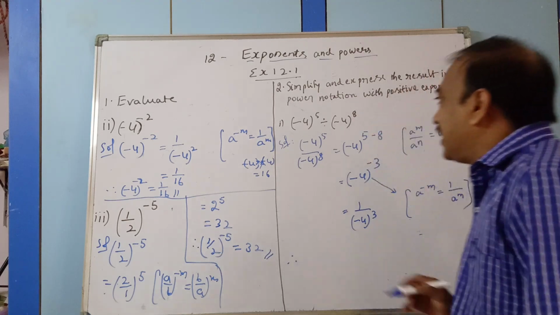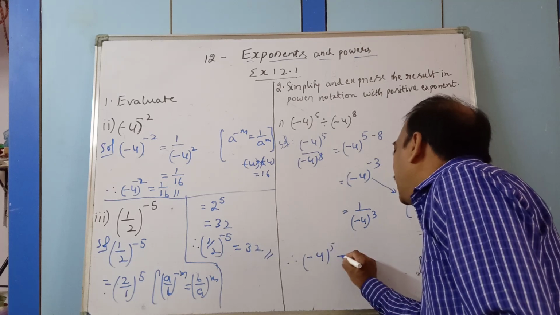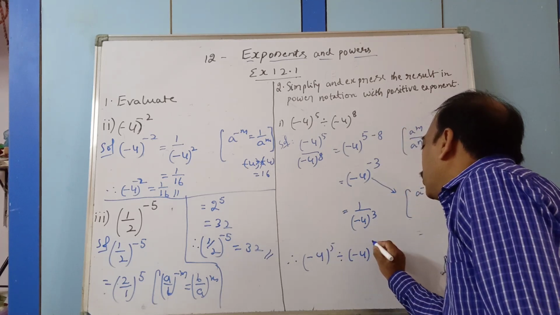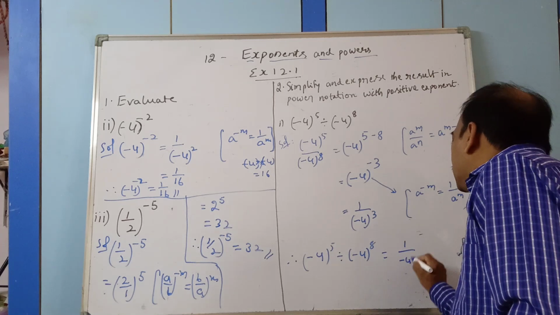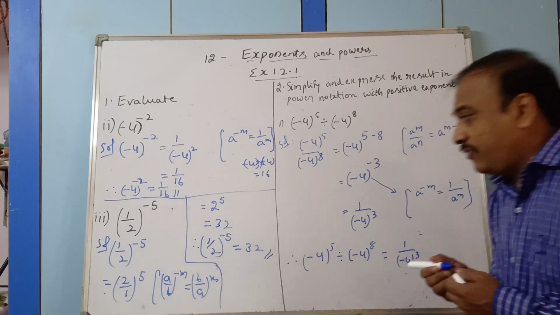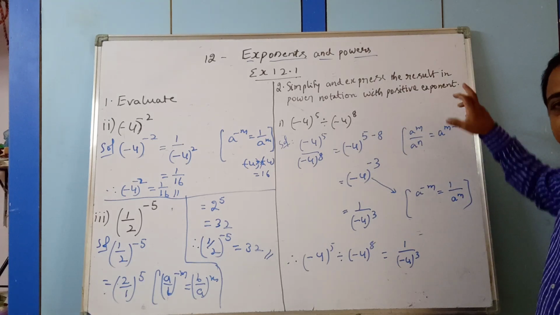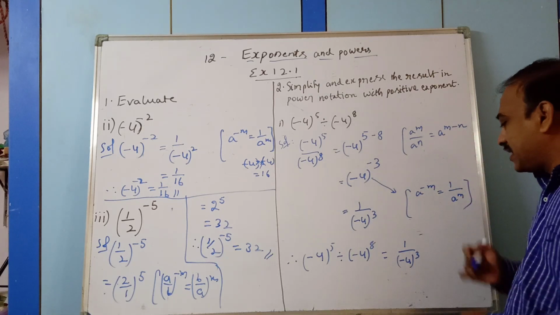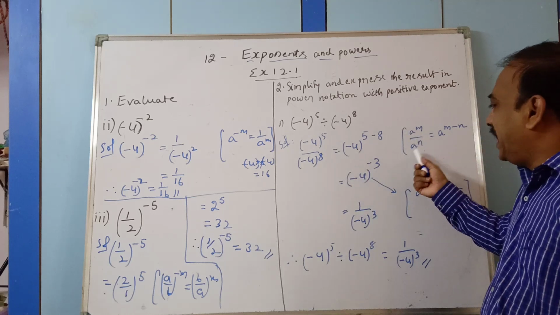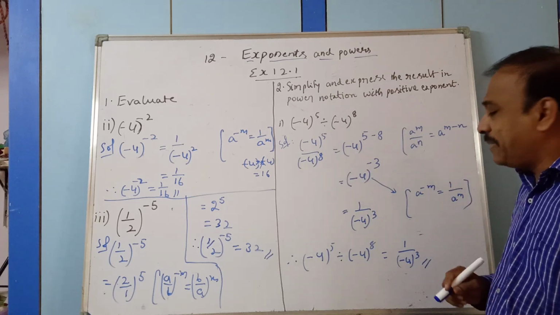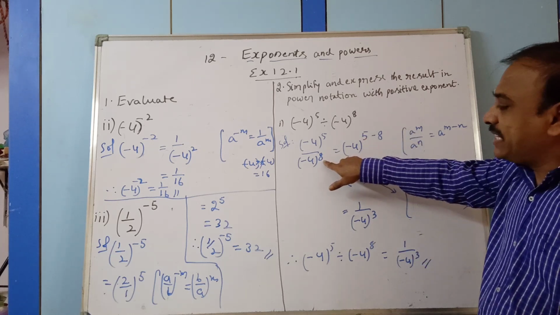Therefore, the final answer is (minus 4) to the power 5 divided by (minus 4) to the power 8 is equal to 1 by (minus 4) whole to the power 3. We are not simplifying this further, as he asked, with a positive exponent only we have to keep the answer. This is the final answer. What we are doing: first step we use a to the power m by a to the power n, which is a to the power m minus n. Here 5 minus 8. Why minus 8? Because 8 is in the denominator.